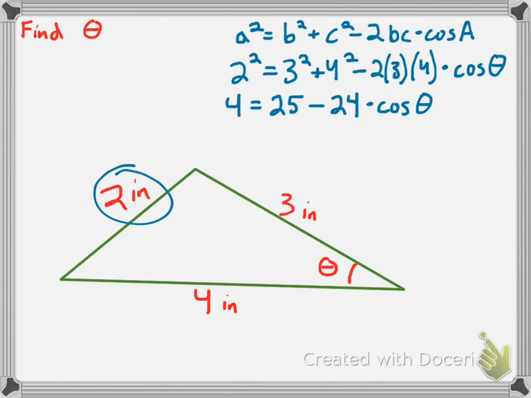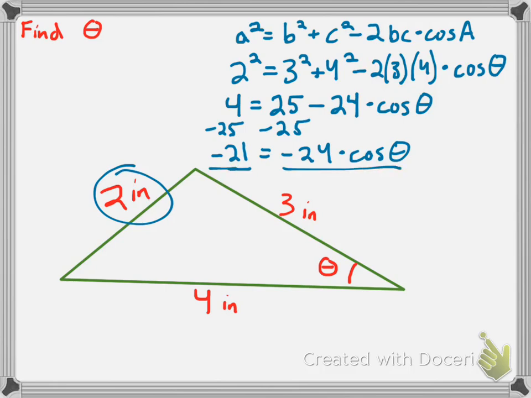Now, another common mistake is to add these two, or subtract these two right here, okay? You cannot do that because this is multiplied. Because that's multiplied together, we have to first subtract the 25 from both sides and then divide both sides by negative 24. So let's do that. We have minus 25 from both sides. So we have negative 21 equals negative 24 times cosine of theta. Now we can divide both sides by negative 24. Negative 24, negative 24. And I'm going to type negative 21 over negative 24.